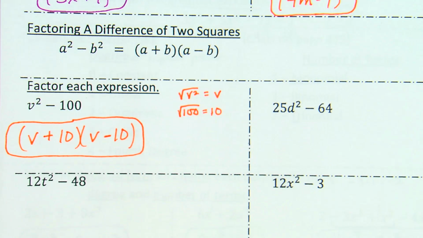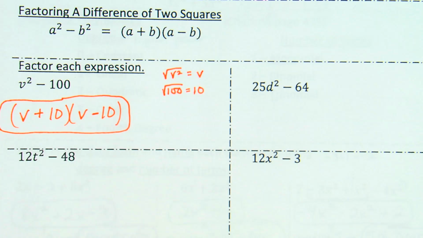25d squared minus 64. You see some square roots there? What is the square root of 64? 8. Oh, that's good. That works. What is the square root of 25d squared? Square root of 25 is 5. So it's going to be 5d.